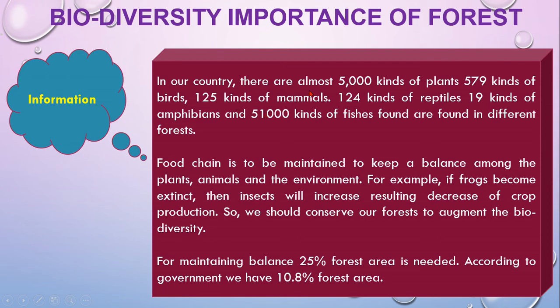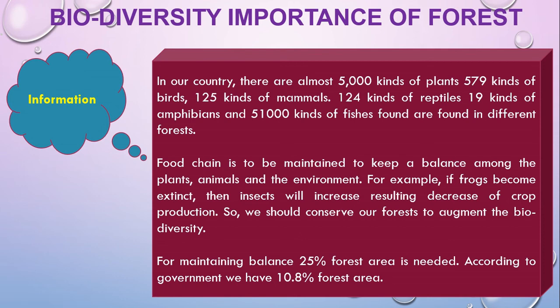for biodiversity. In our country, there are almost 5,000 kinds of plants, 579 kinds of birds, 125 kinds of mammals, 124 kinds of reptiles, 19 kinds of amphibians, and 51,000 kinds of fishes found in different forests. The food chain must be maintained as a key to keep a balance among the plants, animals, and the environment. For example, if frogs become extinct, then insects will increase, resulting in a decrease of crop production.